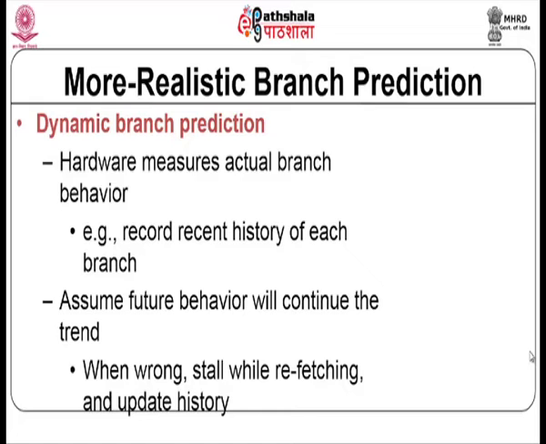Because the prediction is going to be dynamically altered depending on the actual behavior of the branch, it is called a dynamic branch prediction technique.